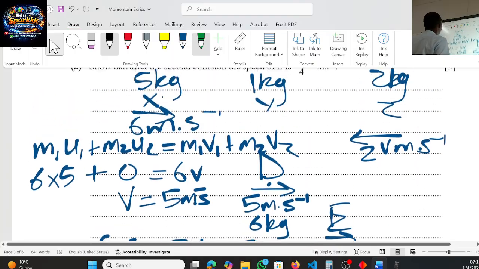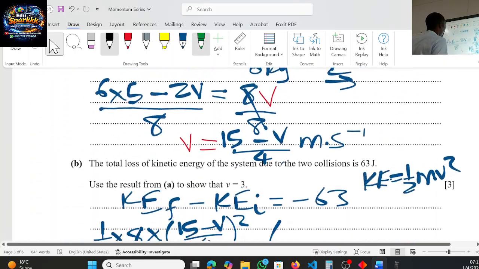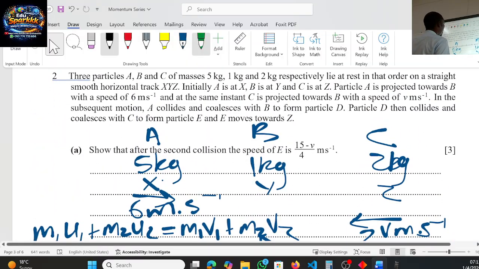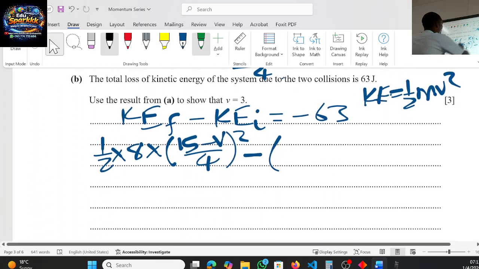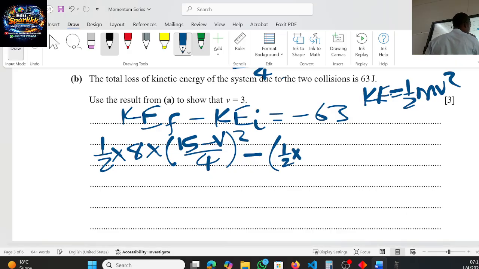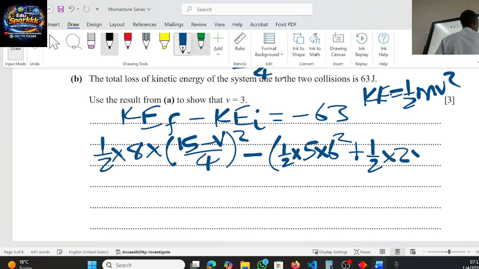Let's see. We call it particle A with a mass of 5 kilograms and moving at 6 meters per second. So for the first object, it was a half multiplied by the mass, which was 5, multiplied by 6 squared. And also the last particle, which had a mass of 2, will be a half multiplied by 2 multiplied by v, which was its speed. Then this has to be squared. And we are saying this is equal to negative 63.